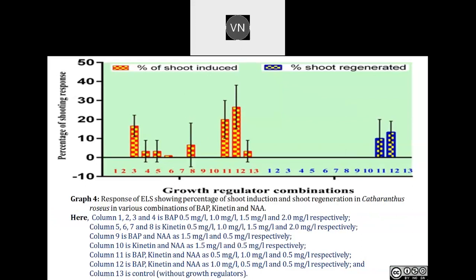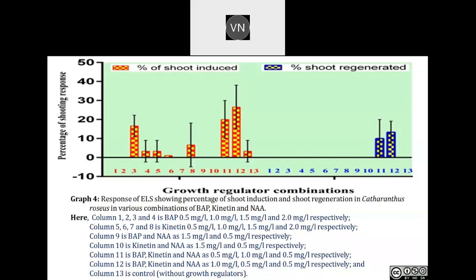Now, this is the case for shoot regeneration. What I did, while culturing all this, I got callus, and on the callus, there is a development of some embryo-like structure, or you can say embryoids. Then I collected those embryoids and cultured them for plant regeneration.